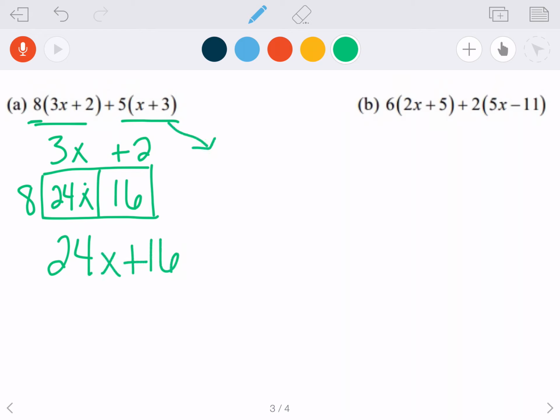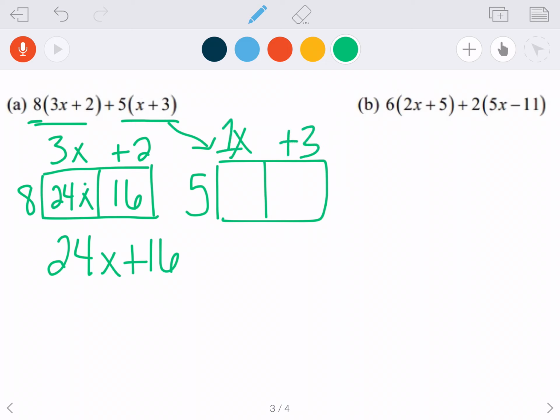Now I'm going to do the other one here. So you might need a little bit of room on your paper. 5 goes out in front, x goes up top, plus 3 goes up top. 5 times 1x is 5x. 5 times 3 is 15. So my new expression is 5x plus 15. And we're adding these two things. So, here we go.